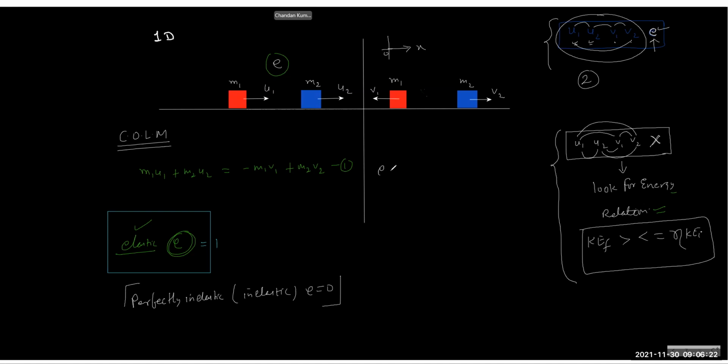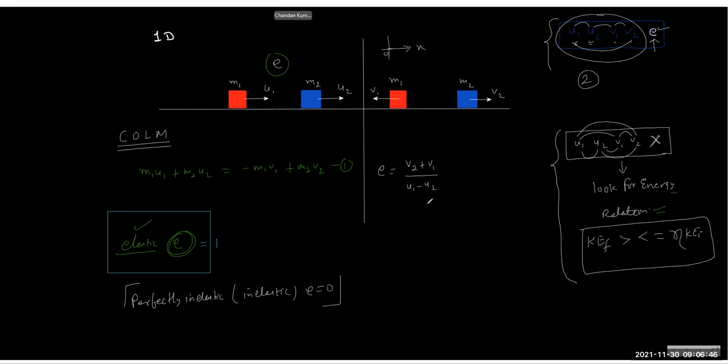The definition of E is very simple. It's separation upon approach. So just look at the arrows and think of how to write separation. Here the separation is obvious, 2 plus 1, but the approach is 1 minus 2. And E is a positive number, so you must write the positive value. So don't worry about the direction.